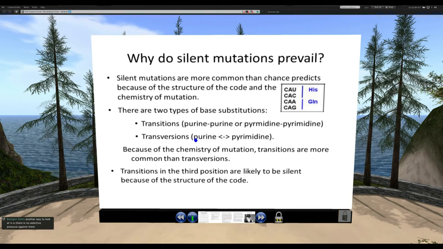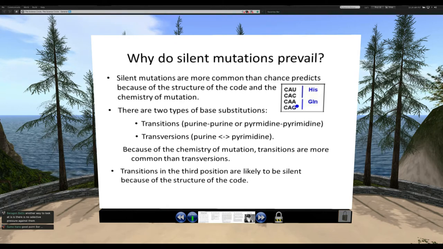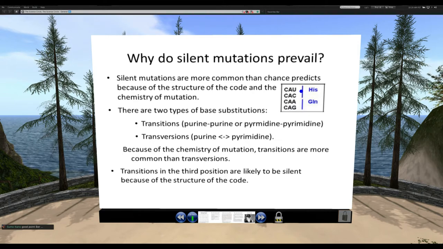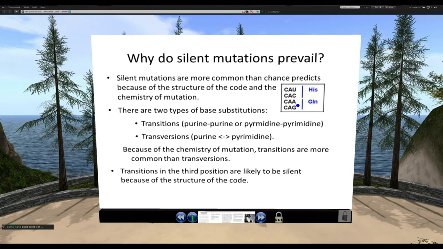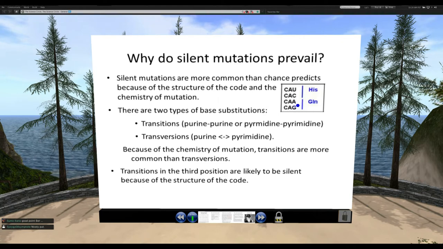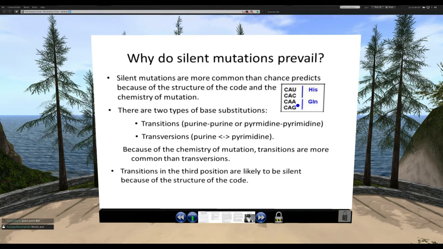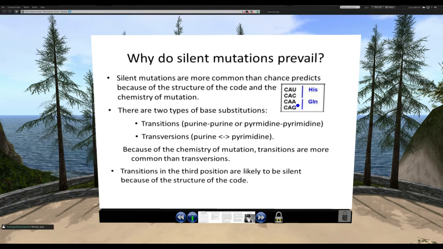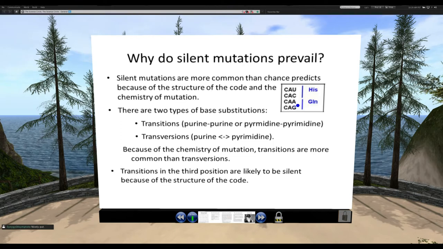And if you look at the structure of the code, you see that anytime you've got just two codons for a given amino acid, it's either two pyrimidines or it's two purines. And so if you change that, you're more likely to change it to another purine or to another pyrimidine than you are to change to the different kind of base, which is more likely to give you a mutation. So that's one thing. Also, of course, transitions in a third position are very likely always to be silent because of the structure of the code.